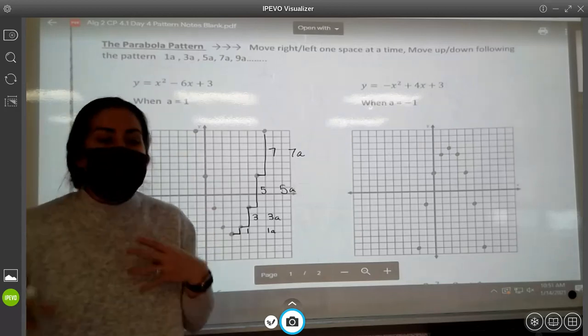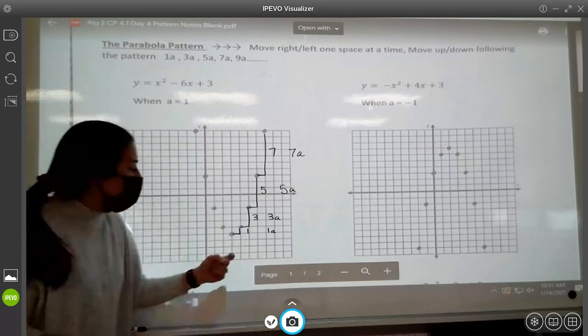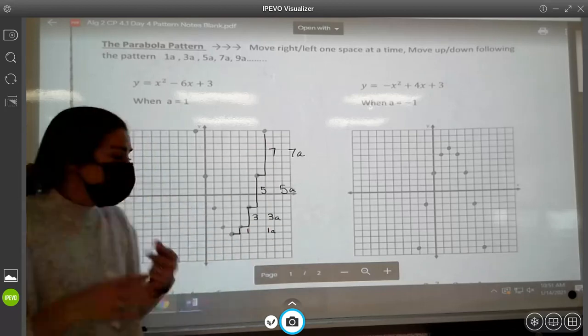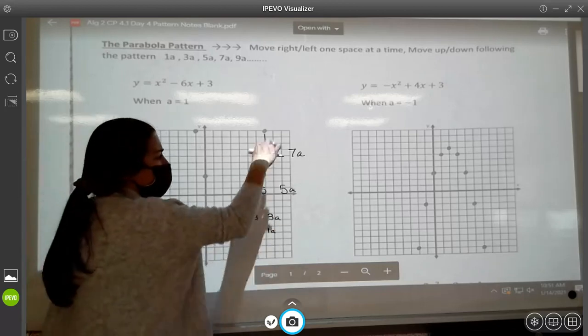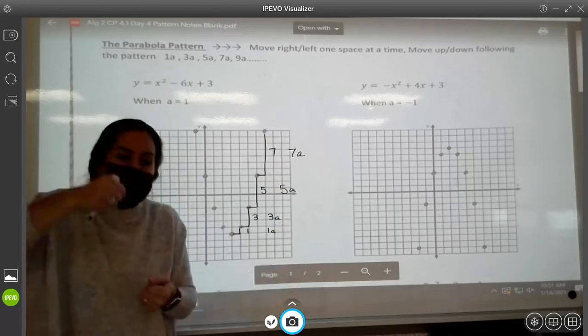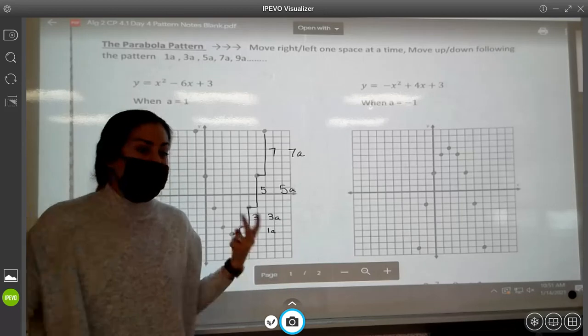So in the beginning, it can be deceiving, students are like, oh, it just goes up by the odd number pattern. Not technically. This one only goes up directly by 1, 3, 5, 7 because A was 1. It goes up by 1A, 3A, 5A, 7A, and so on.